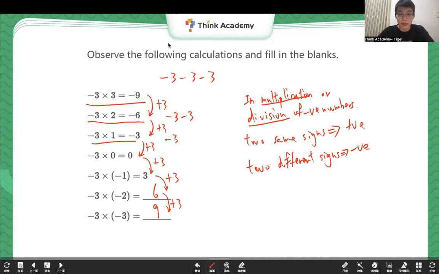Yeah, very much like it. So very much like the opposite numbers, the rules are the same, but this time we are doing multiplication or division. So if I have two same signs multiplying together, you get a positive. If you have two different signs multiplying together or dividing each other, you get a negative. All right.